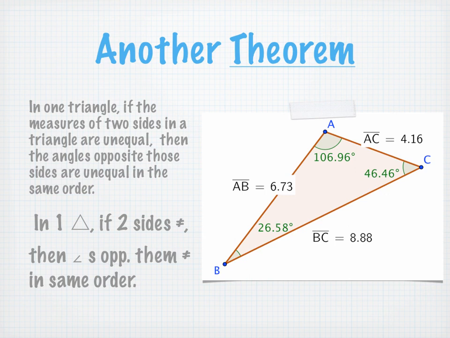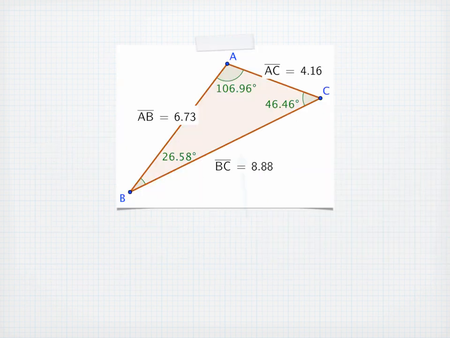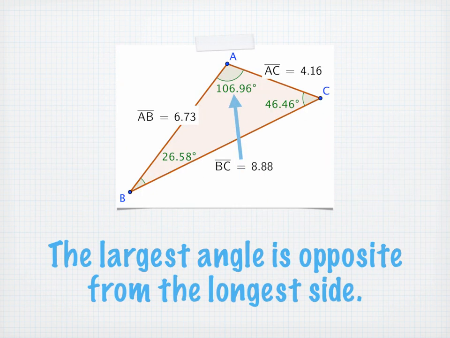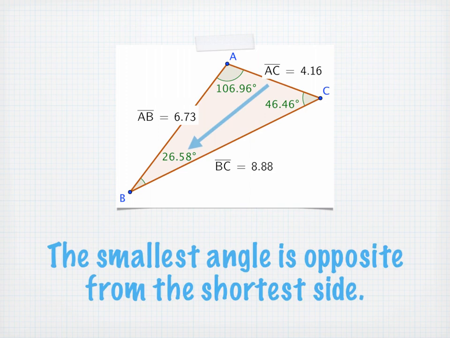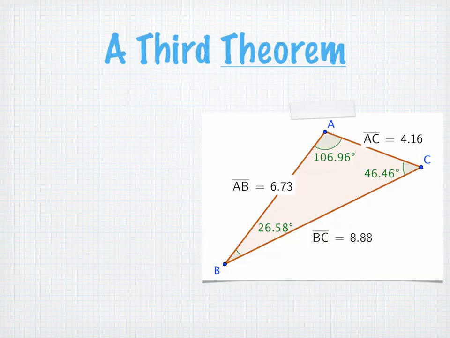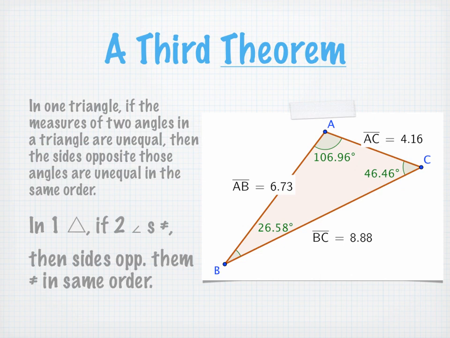So we can turn this around. Right now this says if the two sides are unequal. Well, the same holds true in the opposite direction. The largest angle is opposite from the longest side, and vice versa. The smallest angle is opposite the shortest side. And so we have this third theorem that says essentially the converse. If two angles are unequal, then the sides opposite those angles are unequal in the same order.